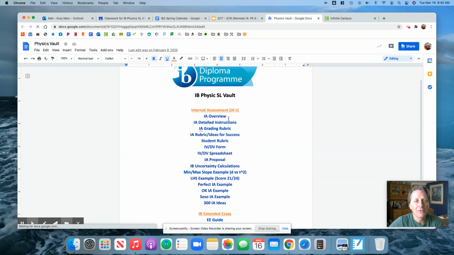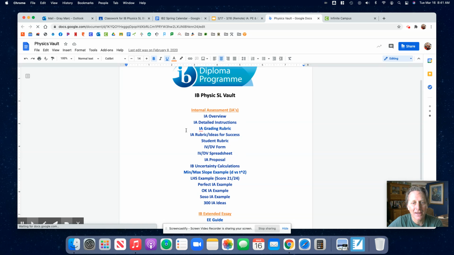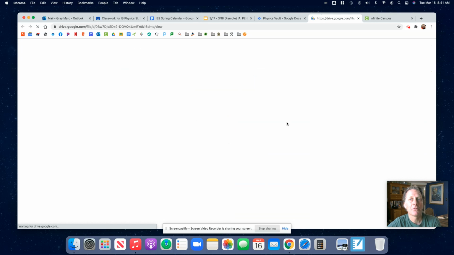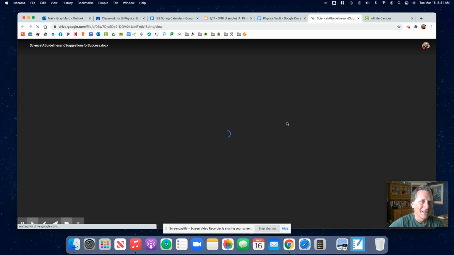But the main thing I want to focus on with you today is this detailed grading rubric. I've got a couple of different grading rubrics in here. I've got this one that says just IA grading rubric, and then this is IA rubric ideas for success. Both of those are good, but the one called IA rubric ideas for success is the one where you're going to find the majority of the information that you need.